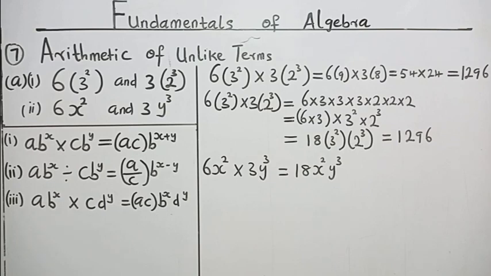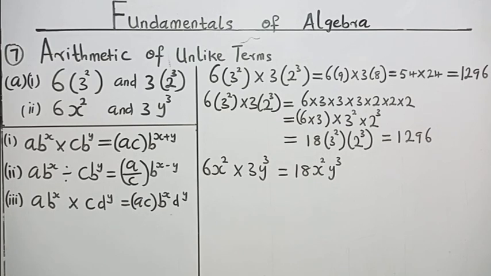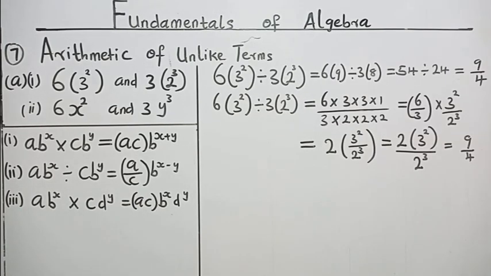The last is division of unlike terms that differ in both symbol and power. And here comes that division. 6 bracket 3 to the power 2 divided by 3 bracket 2 to the power 3 is equal to 6 bracket 9 divided by 3 bracket 8. And that corresponds to 54 divided by 24. The result is equal to 9/4 when evaluated. This is by default. And it works all the time when there is no variable replacing any of the numbers that feature in this number operation.